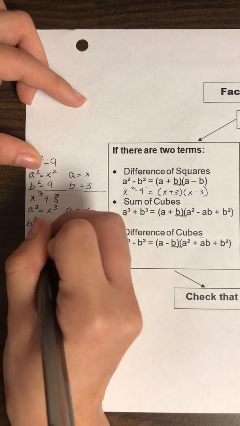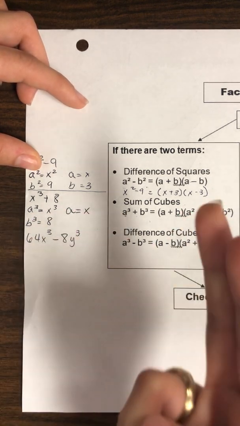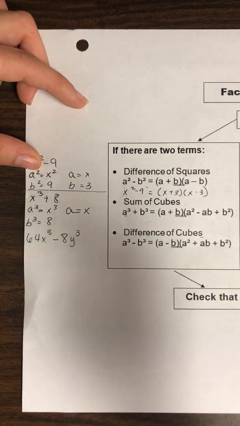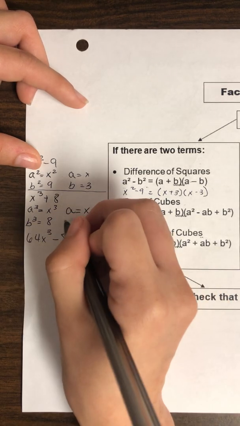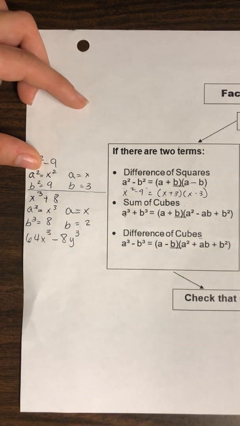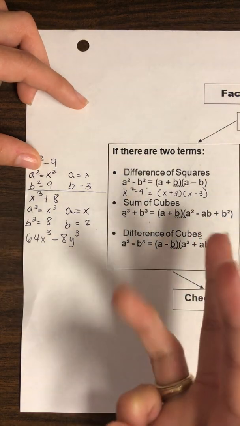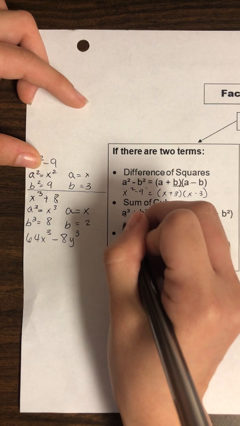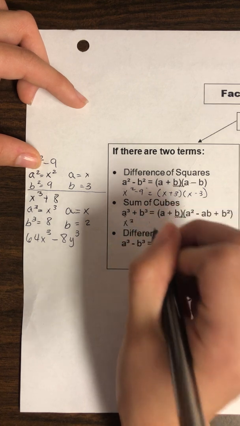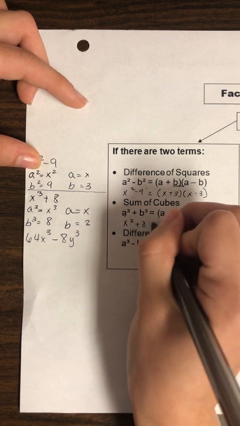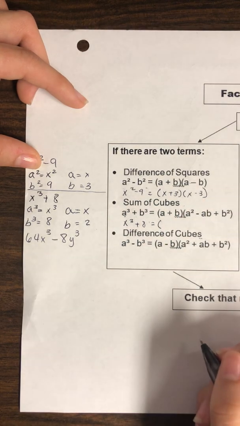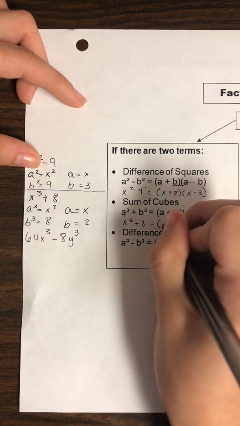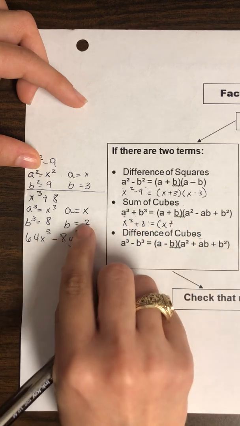B cubed is 8, so what times what times what is 8? The same number would be 2. 2 times 2 is 4, times another 2 would be 8. So let's plug those in right here. So here I have x cubed plus 8. I know my a value is x, so I plug that in, plus whatever my b value is, 2.